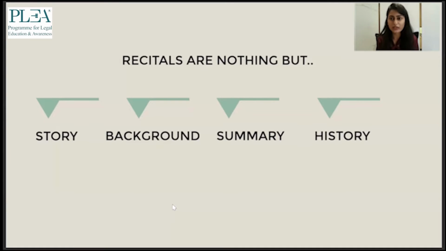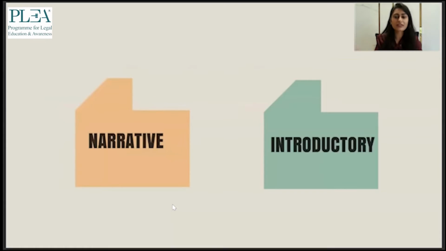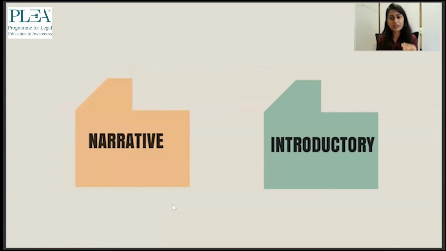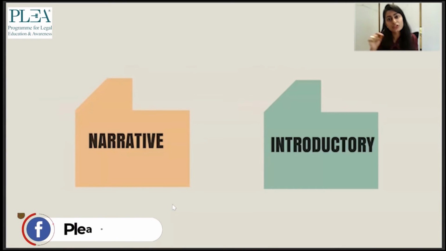Recitals is nothing but a story. If there is a flat, if there is a residential flat in Goregaon, there must be a story behind it. The story is what? The chain of agreement. Who was the first owner, second owner, third owner, and who is going to be the fourth owner. So now the recitals are of two types. One is narrative recitals and one is introductory recitals. So in recitals also, there must be a chain of agreement that you should enter according to chronological order and not just in any manner.